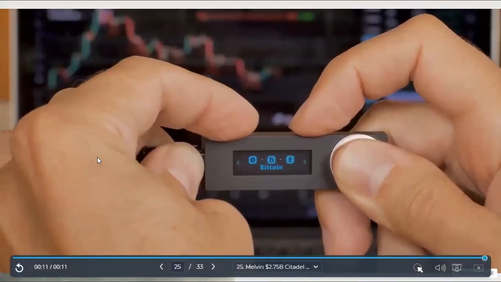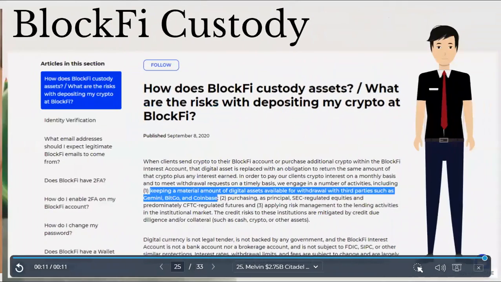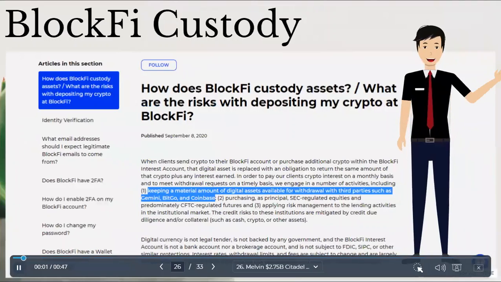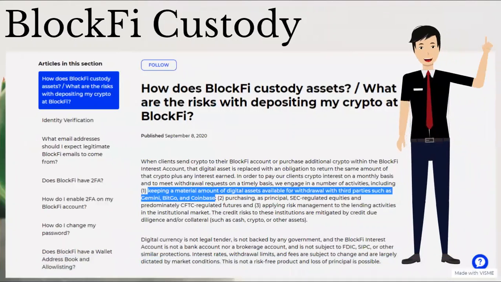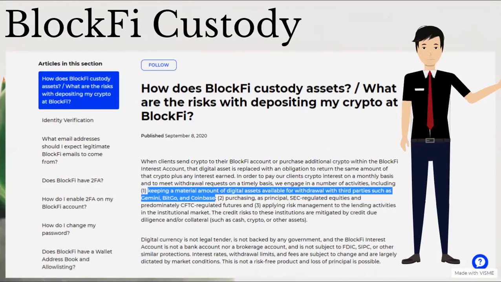Although BlockFi doesn't have its own built-in wallet, according to the website, they keep a material amount of digital assets available for withdrawal with third parties, such as Gemini, BitGo, and Coinbase. Now, Coinbase has its own built-in wallet, so the money in my Coinbase account is just stored with Coinbase's wallet.